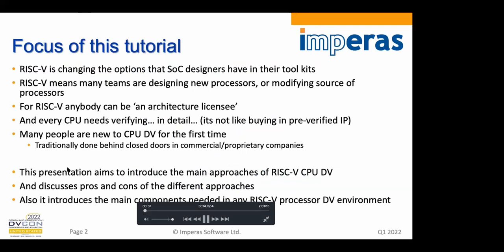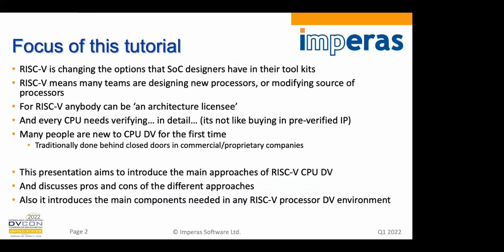So the focus of this tutorial is really to talk about RISC-V and the fact that RISC-V is changing the options that SoC designers have, because anybody can now design a processor. You can pick up open source, you can modify it, you can change it, you can license IP from people and then modify it. So anybody can become an architecture licensee here.